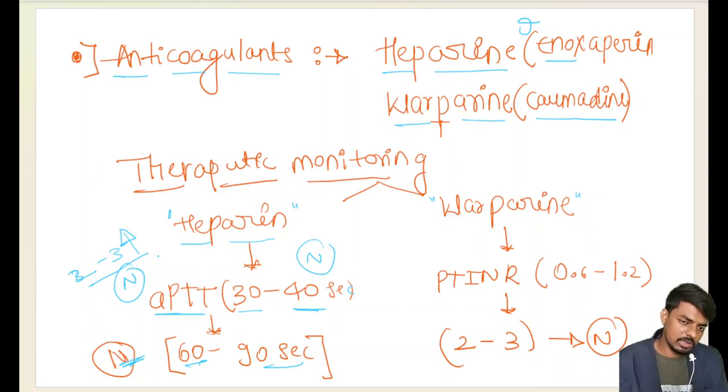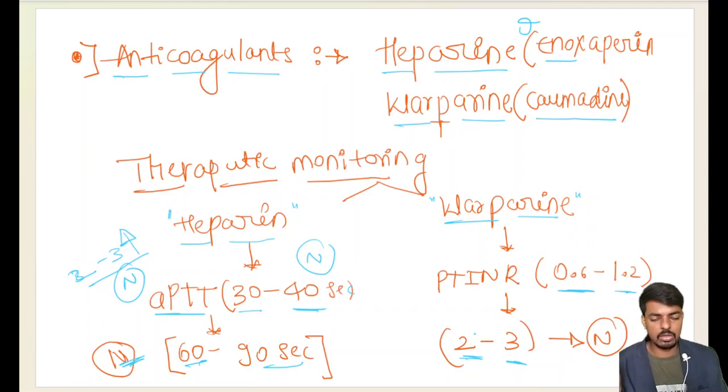Very important one. Similarly in warfarin, we assess the PT-INR value. The normal PT-INR is 0.6 to 1.2. In a patient who is taking warfarin, the normal PT-INR value is 2 to 3. If the value is more than 3, there is the highest risk of bleeding. At that point of time, we will inform the doctor. If the value is between 2 and 3 in a patient taking warfarin, that is the normal therapeutic value. No need to worry. Very important one to keep in mind.